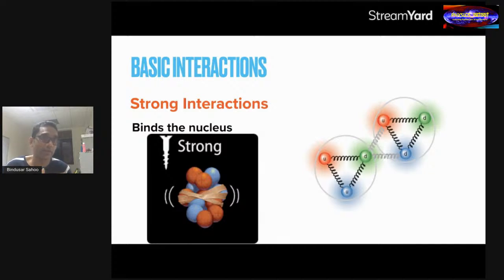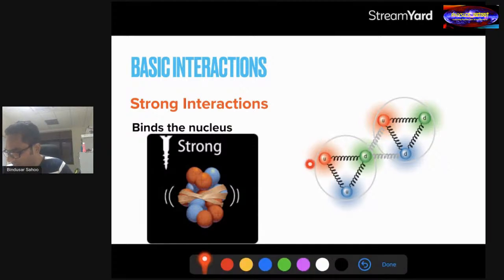If there was only the electromagnetic force, the protons would repel each other and the nucleus would fall apart. But that doesn't happen. So there is indeed some other force, stronger than the electromagnetic force inside the nucleus, and this force is the strong force. Okay, and here we have a cartoon of how the electromagnetic force acts between nucleons. By nucleons, I mean protons and neutrons.